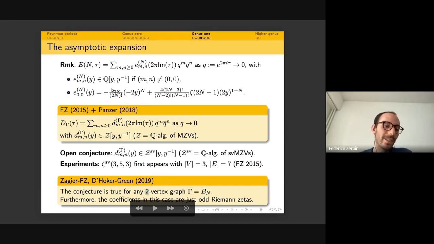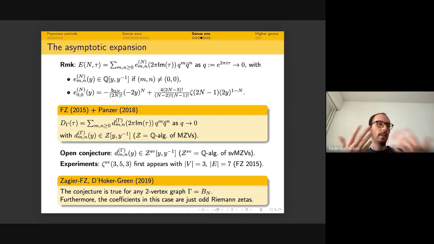But this is just the simplest kind of graphs that you can consider in some sense. The simplest graphs are the polygon graphs, but these are just the two vertex graphs. And for already three vertices, you can get all kinds of complicated multiple zeta values and we don't have any control of them. So another remarkable thing is that in the two vertex case, we have proved that you never get this kind of objects, you just get odd Riemann zetas.